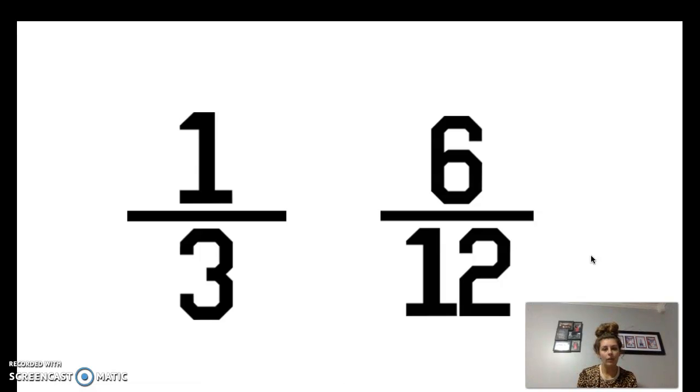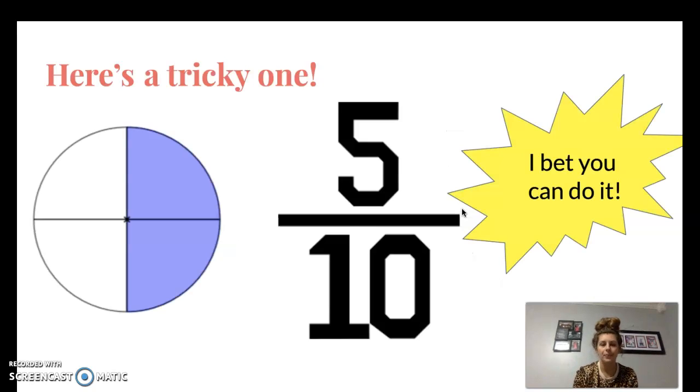Correct, it is not equivalent. And why? Great, because we know that we cannot cut 3 in half evenly. So 1/3 is not an equivalent fraction. But 6/12 is. But we are comparing 1/3 and 6/12 together, so that means they are not equivalent.